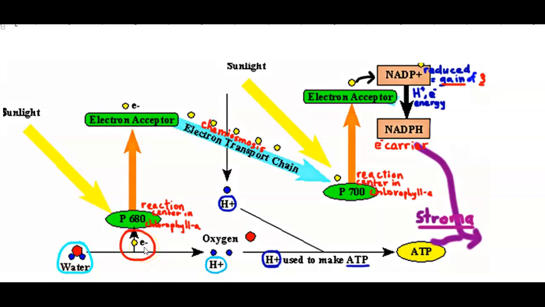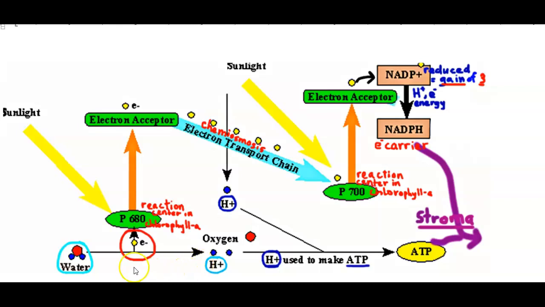Electrons go to photosystem 2, P680, the reaction center chlorophyll a. Hydrogens can be used in the proton pump for chemiosmosis, and they could also end up on NADP+. So make sure you know where everything goes.